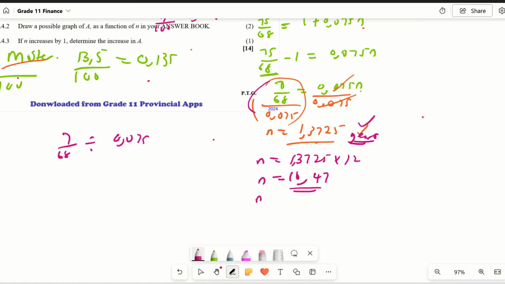If you want to convert to the nearest month, it's going to be 17 months. Just take this as a month as well. Easy peasy, né?